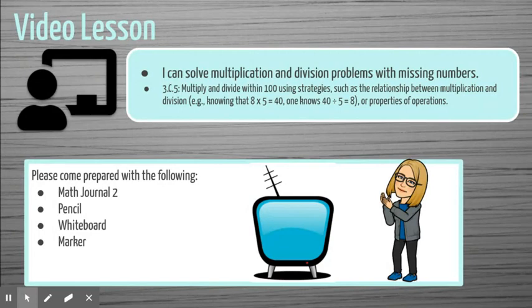So we're going to be using those missing numbers to help us solve these problems, but we're also going to need to know the relationship between multiplication and division. One of the things that we know is 8 times 5 is 40. So by knowing that, we can also solve division problems based on our fact families. So 40 divided by 5 is 8.